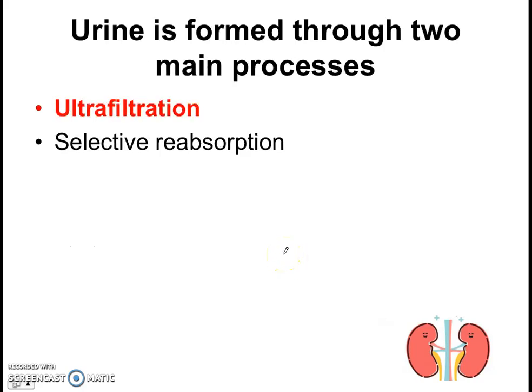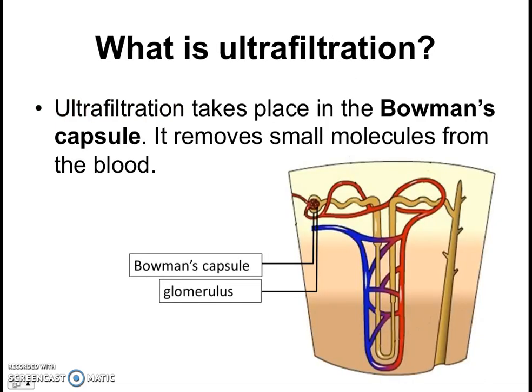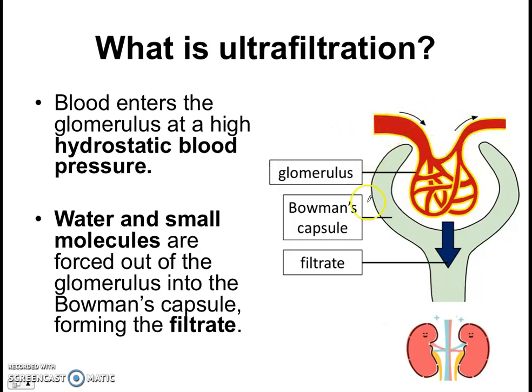Alright, let's start off by looking at ultrafiltration. So the formation of urine starts with this process called ultrafiltration. And ultrafiltration takes place in the Bowman's capsule, at that cup-like structure at the start of the kidney tubule. So what is ultrafiltration? Well, it is a process where small molecules are removed from the blood, or filtered out from the blood. So here's a diagram showing us what happens during ultrafiltration.